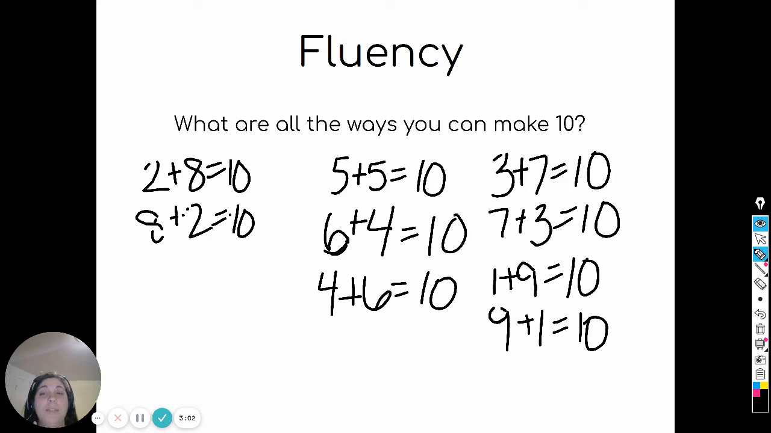Okay, so these are all the ways that we can make 10 with addition of two numbers. These are things that should come quickly in your head. And we'll use them later on.